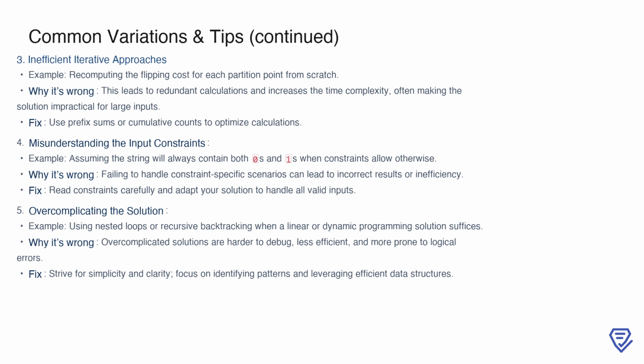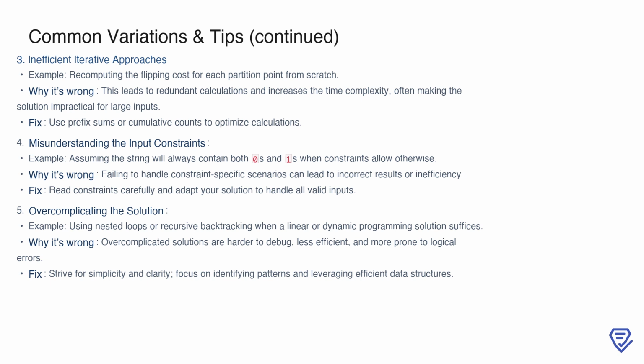Another issue arises when the input constraints are misunderstood. For instance, you might assume the string always contains both 0s and 1s, but the constraints might allow the string to consist of just one type of character. Misunderstanding this can lead to inefficiencies or incorrect results. To avoid this, always carefully read and adapt your solution to handle all valid inputs.